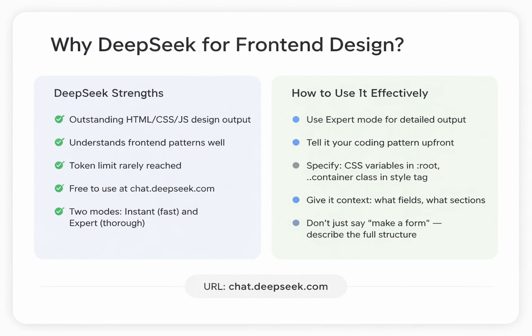Now, the key insight here is about how to prompt the AI. Don't just say, "Make me an e-commerce front end." Instead, tell it your coding patterns. For example, put color variables in CSS root variables, use a container class in the style tag, use Tailwind for utilities. The more context you give about your project structure, the less debugging you'll need to do afterward.